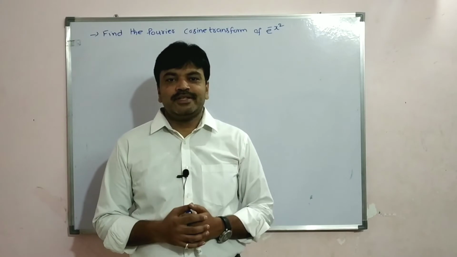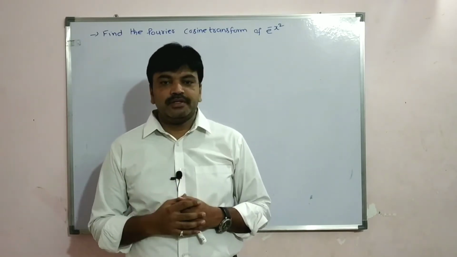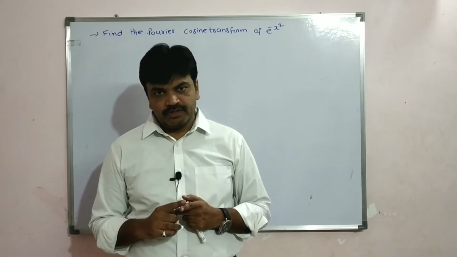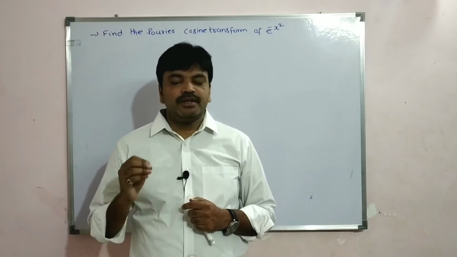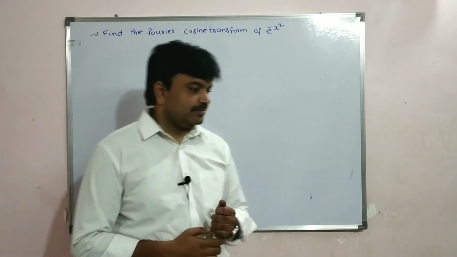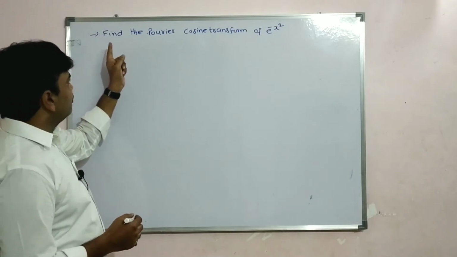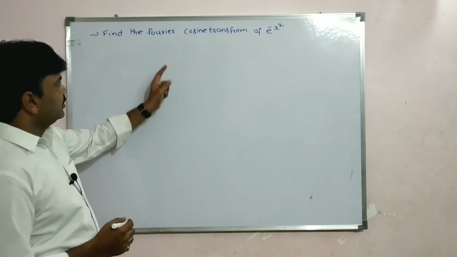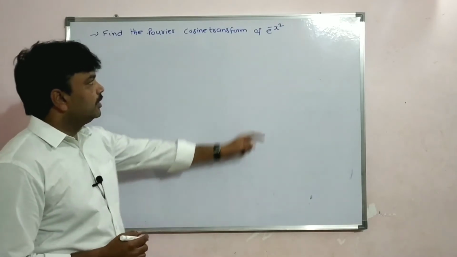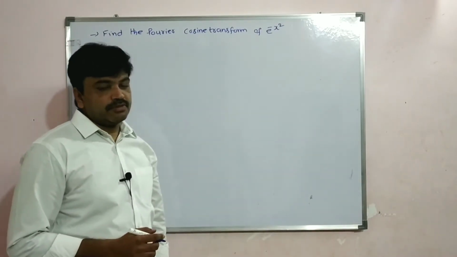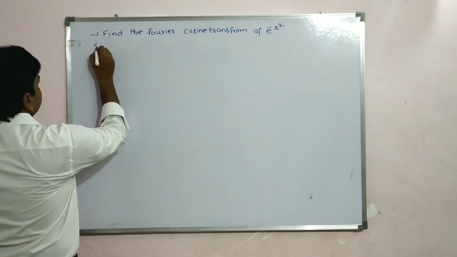Good morning, students. In this lecture, I am going to solve problems on Fourier cosine transform and Fourier sine transform. Let us see, students. Write down: find the Fourier cosine transform of e power minus x square. Solution.